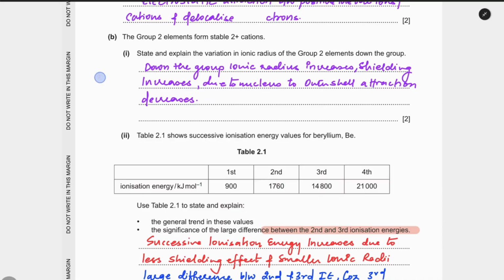Why? Because the nucleus is farther away from the outermost electron, and that is why the shielding effect is more. Because of that, the ionic radius increases, and also the charge of the nucleus towards the outermost electron decreases. So those are the pointers you can put down for question B1.